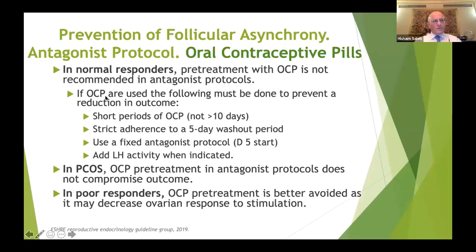So if oral contraceptive pills are used, the following must be done to prevent a reduction in outcome. First, you should use it for a short period, not more than 10 days. And you strictly adhere to a 5-day washout period. And you should use a fixed antagonist protocol, preferably day 5 start of antagonist. And you add LH activity when indicated, as in hyporesponders and old age patients. This is in normal responders.